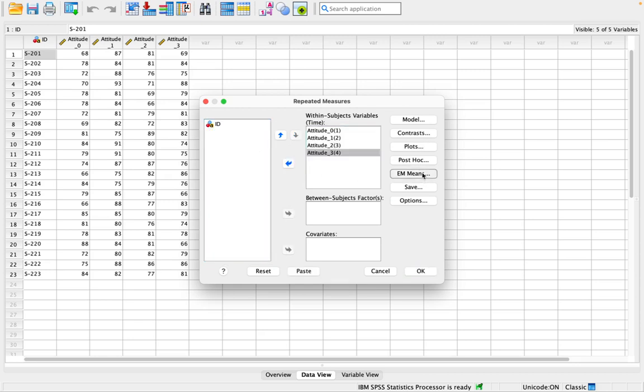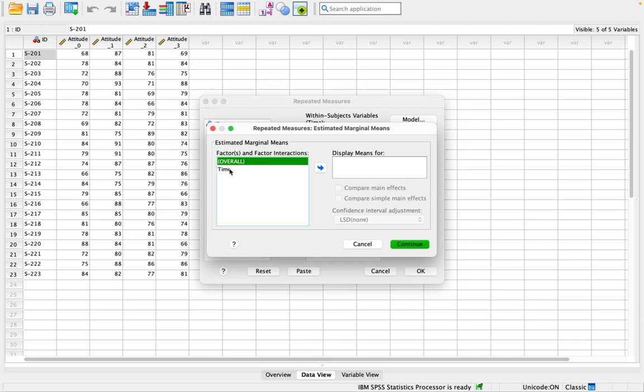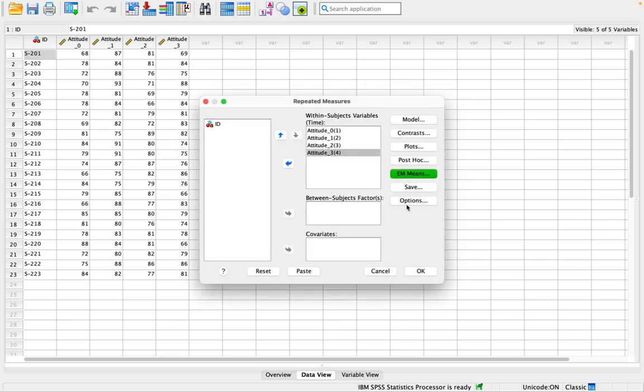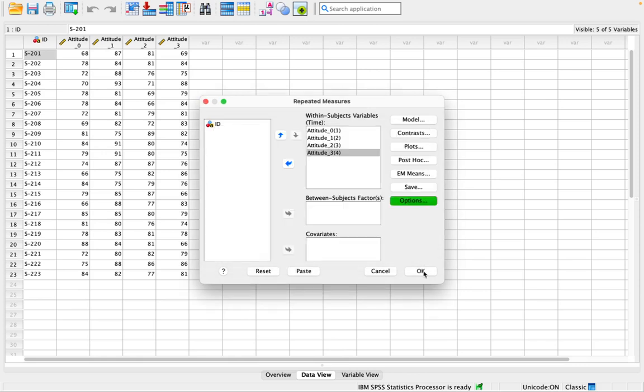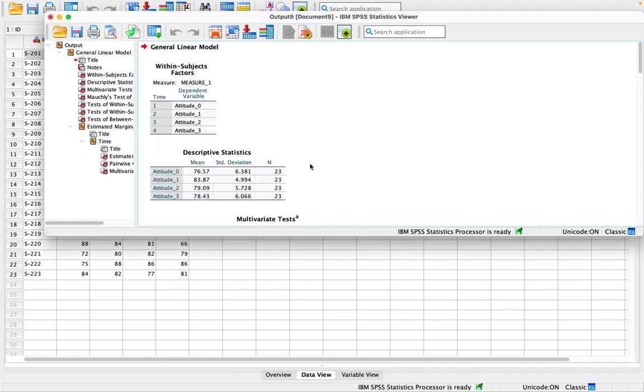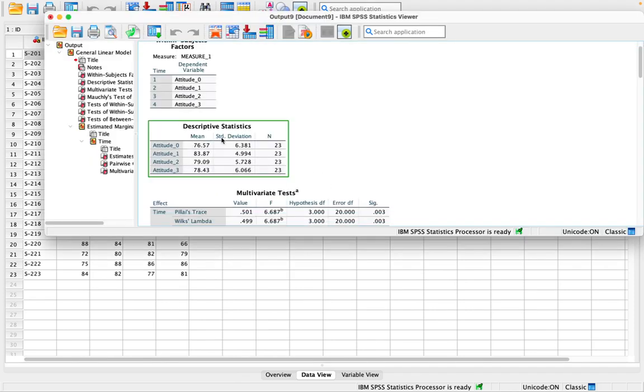Next, I'm going to click EM means, and I'm going to display means for the time. And I want to compare the main effects. Next, I'm going to click the options, and I'm going to run some descriptive statistics as well. And then I can click OK. From here, when this information pops up, the descriptive statistics is going to show me the mean for each one of those time intervals, their standard deviation, and how many different subjects were in the study.